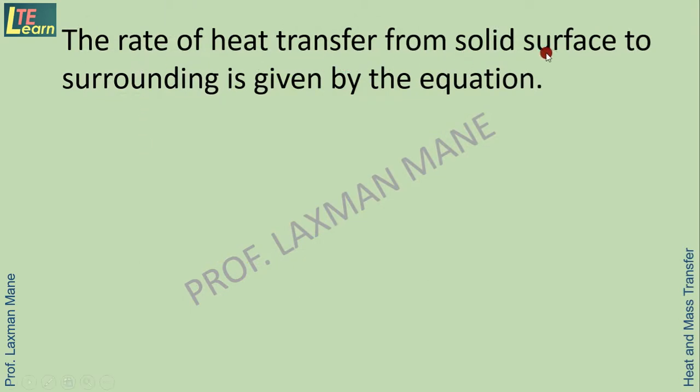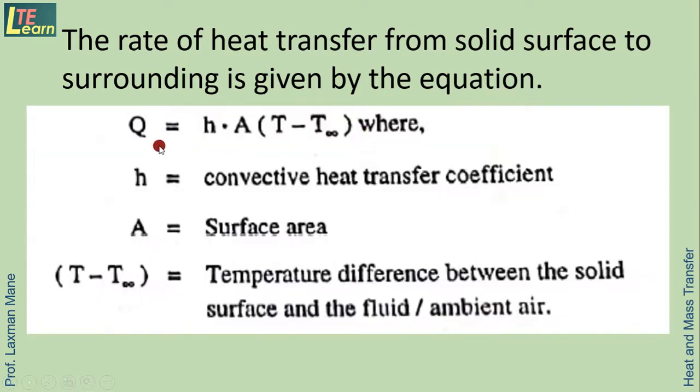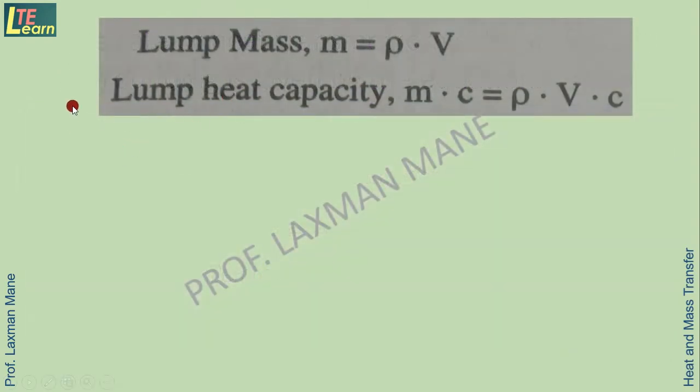The rate of heat transfer from the solid surface to the surrounding is given by the equation Q equals h into A into the temperature difference T minus T infinity, where h is the convective heat transfer coefficient, A is the surface area, and T minus T infinity is the temperature difference between the solid surface and the ambient air. Here lump mass, that is m, is equal to ρ into volume, and lump heat capacity is m into c, meaning ρ into V into c.